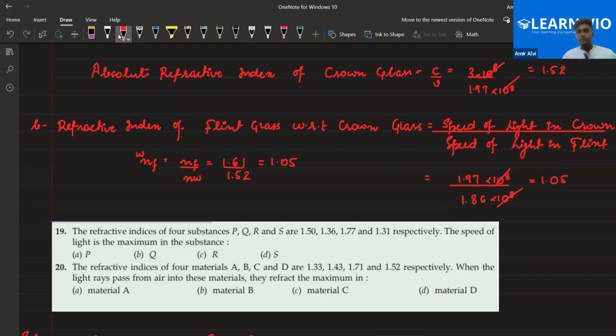Then what's the answer? C. Okay, now let's understand this question. It is saying the refractive index of four substances is p, q, r and s. So we have to find in which substance the speed of light is maximum. Speed of light is maximum in the substance in which the refractive index is less, because less refractive index means lesser will be the bending of light. It means that more will be the... just a second.